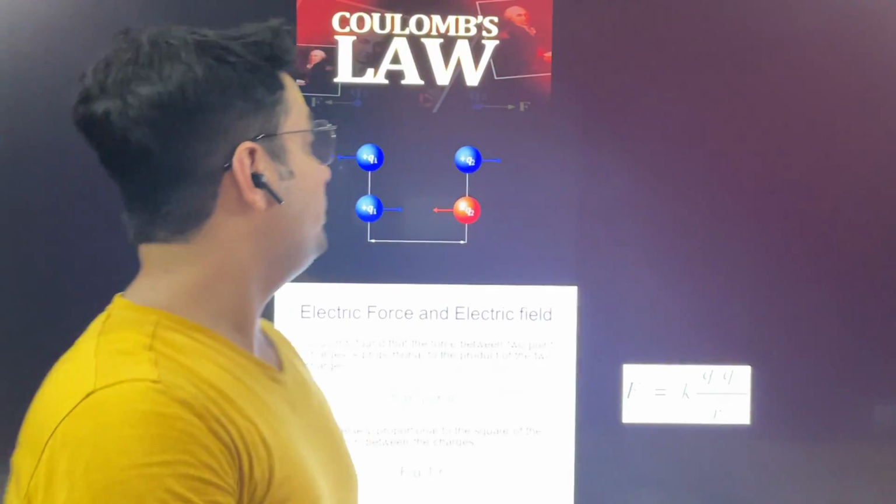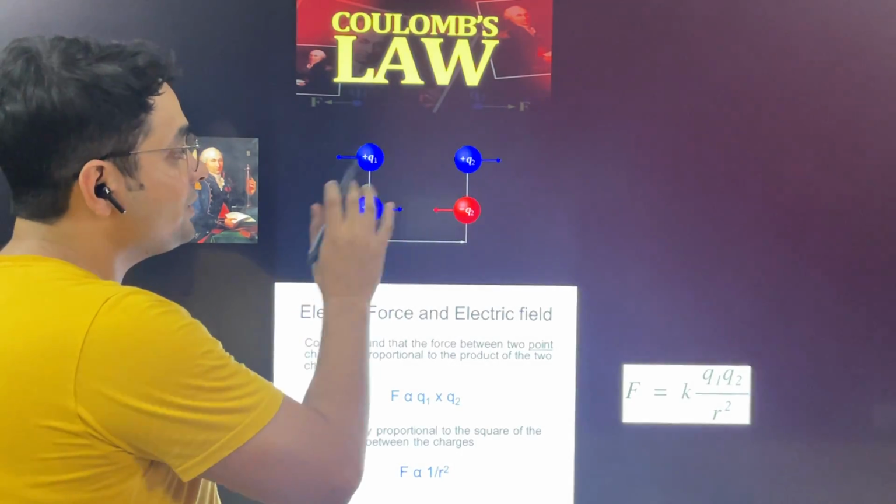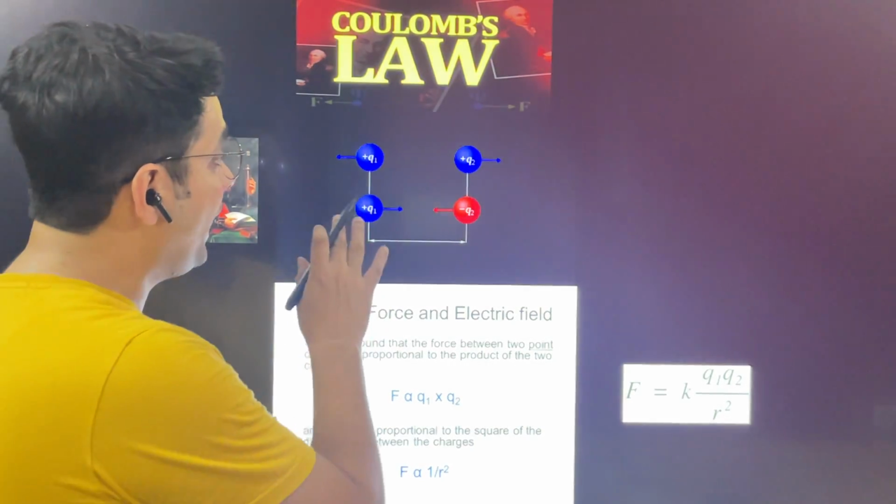So what is Coulomb's law? Coulomb's law is all about the interaction force acting between two point charges. Now if you take two point charges, plus q1 and plus q2, then they will start to repel each other. Why? Because they have the same polarity.